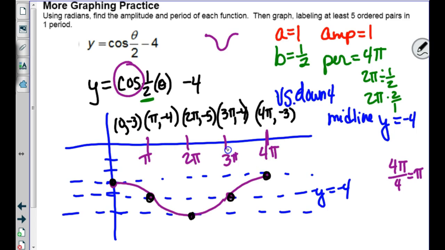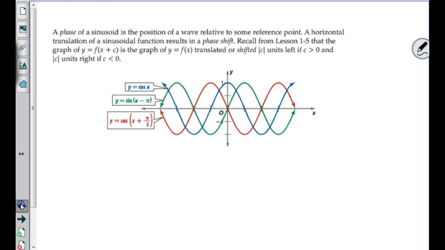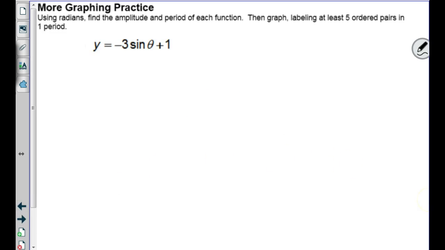Is there more practice? One more? Yeah, one more, and then we're gonna maybe practice a phase shift question. We'll see what we have time for. Okay, what's going on this time?